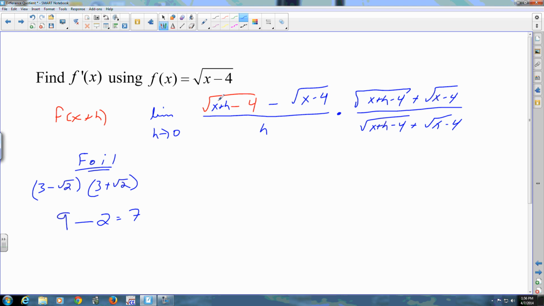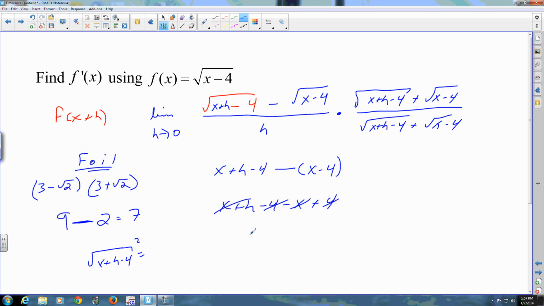So you square the first thing. The square root of x plus h minus 4, squared, is just x plus h minus 4. Minus, just like I did here, square the second thing, x minus 4. Take the parentheses off. Simplify it, and you're left with h. That's all that's left upstairs. H, that's it, over h on the bottom times your conjugate.